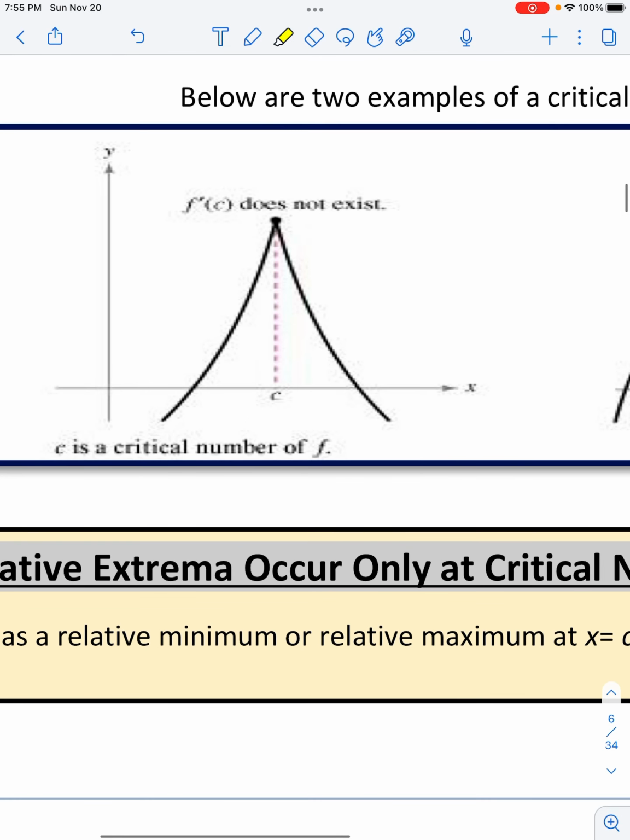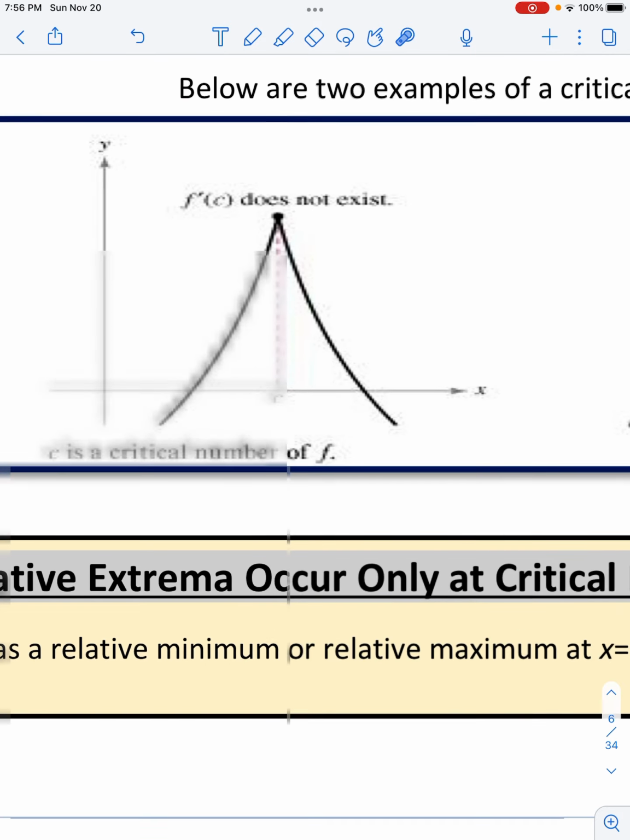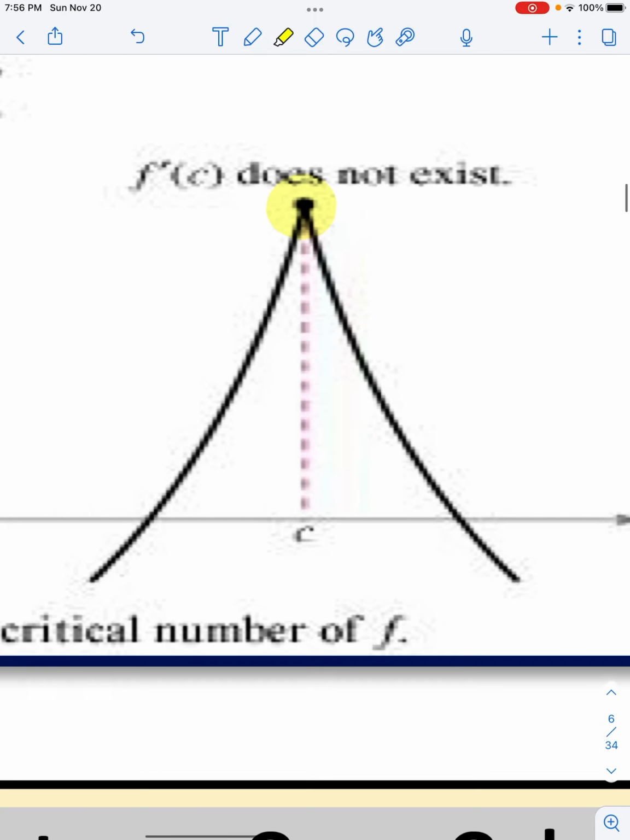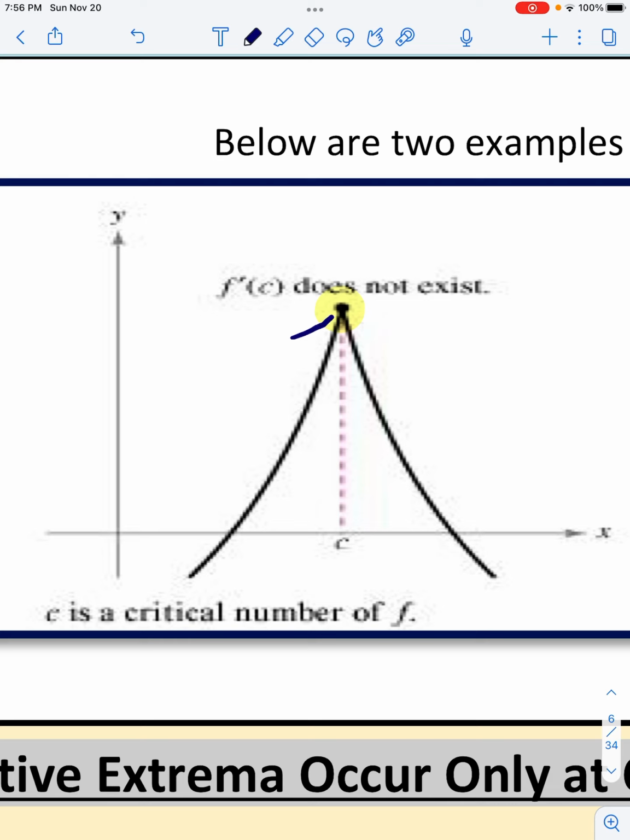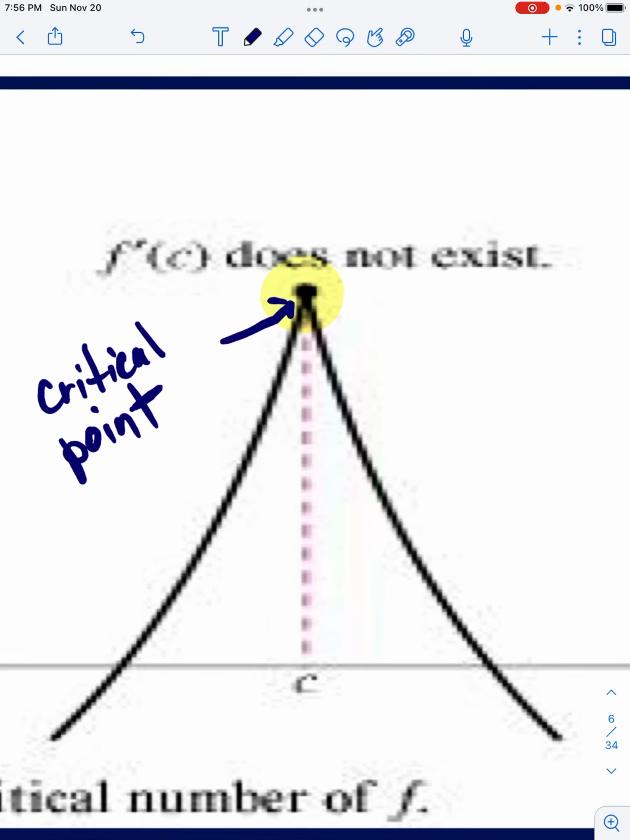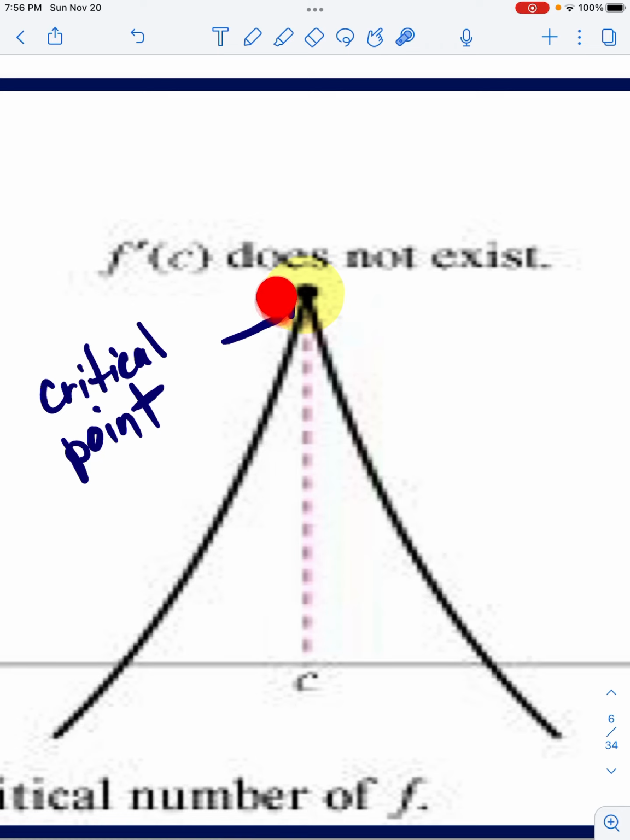So here we go. Here's a function. Here's the graph of a function. Okay. It's continuous on this interval here. Okay. And notice at that point, the derivative does not exist. It's a cusp, okay? So this is a critical point, okay? And every critical point is either going to be a local maximum, a local minimum, or an inflection point. Here, it's a local maximum, okay?